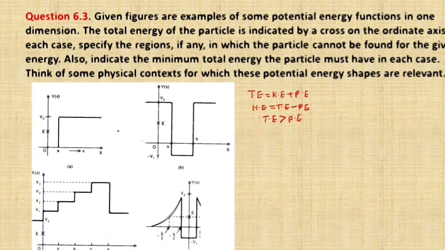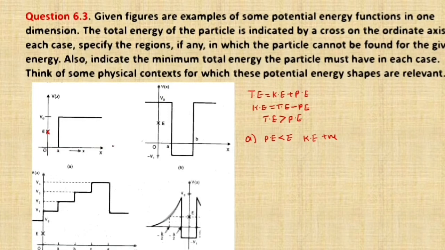Now look at the first case here. O to A. Is there any chance of finding the particle here? You can see here the total energy is marked as a cross. This is the total energy given in the first picture, right? And the potential energy from O to A is 0. So in the first case, the potential energy is less than the total energy. So kinetic energy is a positive value. Kinetic energy is positive in which region? O to A. So in O to A we can find the particle, correct?